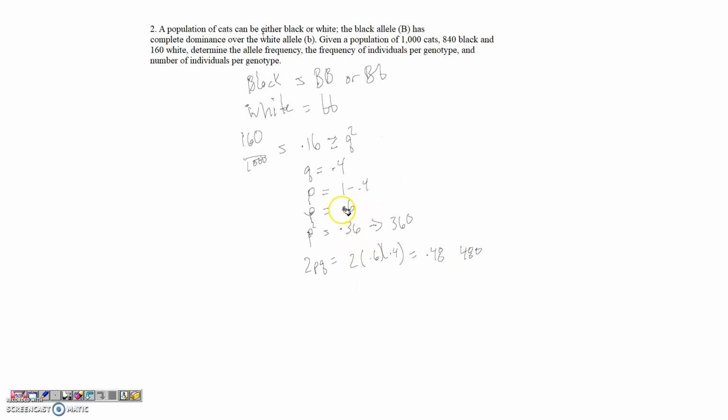And there you have it. And remember, just a last note, the p and the q are the total of alleles in this population. So the total number of alleles in this population would actually be 2,000, because there's 2 for each cat. Of those 2,000, 40% are going to be recessive, and 60% will be dominant.